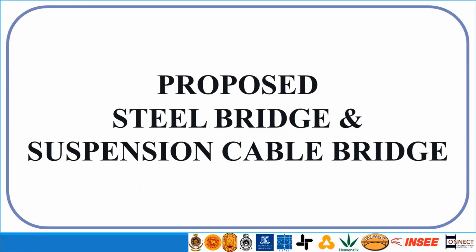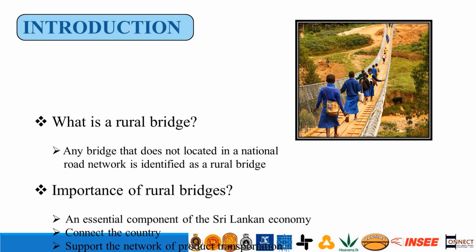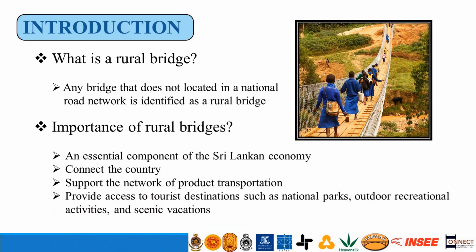In this presentation, our team will be discussing the selection and design criteria of rural bridges. This is the flow of our presentation. First, let's begin with identifying the word rural bridge and its importance. Any bridge that is not located in a national road network is identified as a rural bridge. This means all the bridges located outside A, B, and E type roads are considered rural bridges.